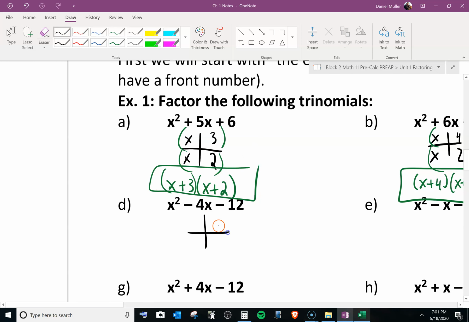Okay, this one right here. The left side needs to multiply to x squared, so x and x. Ooh, so I need to get negative 12. Okay, so I have a couple options here. Well, I've got 12 and 1. That multiplies to 12. One of them needs to be negative.